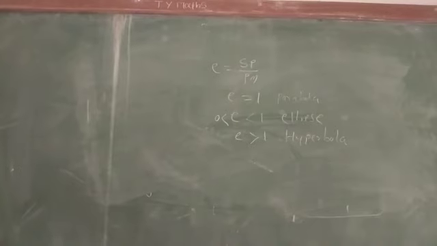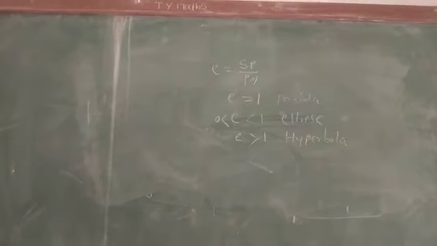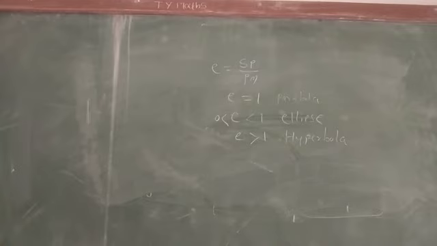Similarly, you can solve three parabolas. What is E? E is known as eccentricity. Eccentricity is the ratio SP to PM, SP distance from focus and distance from directrix.